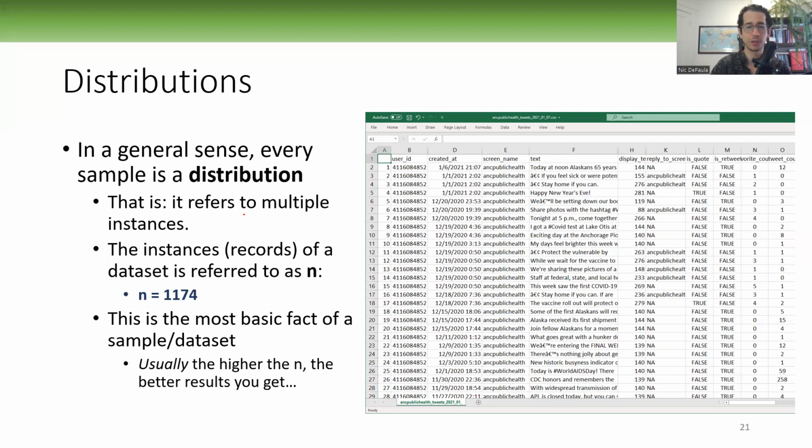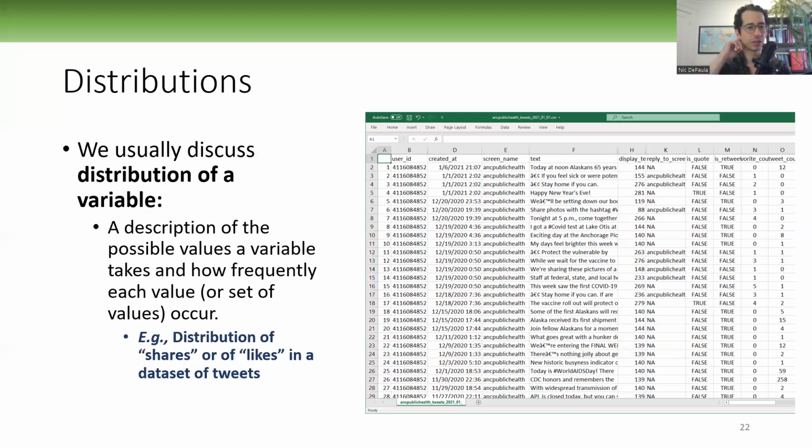In the example here, n equals 1,174. And this is the most basic fact of a sample or data set. Usually the higher the n, the better. It's more generalizable and representative of the population we're interested in. But in some cases, it can also create complications for the tests we do. So that's the first basic fact about a sample, the sample size. But of course, samples have characteristics. We're not just concerned with a sample with no variable that we're measuring.